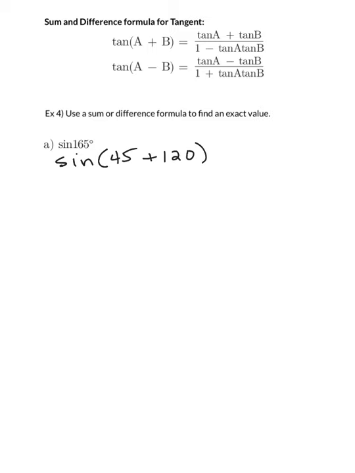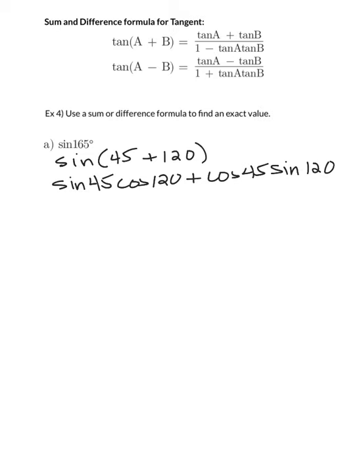That formula says you do the sine of the first angle measure, which for us is 45, times the cosine of the second angle measure, which is 120. The operation that we used was plus, so the operation between is also plus. Then we do the cosine of 45 degrees and the sine of 120.